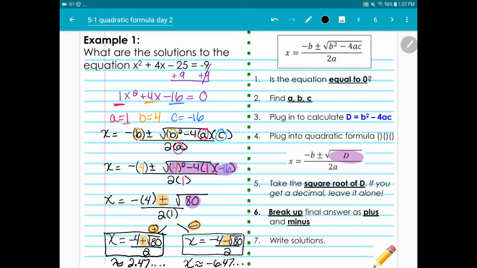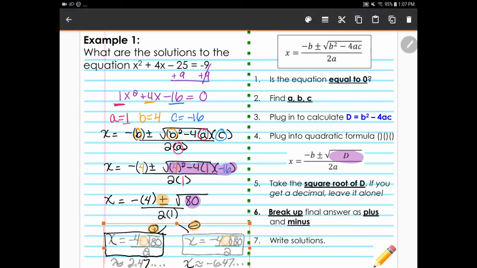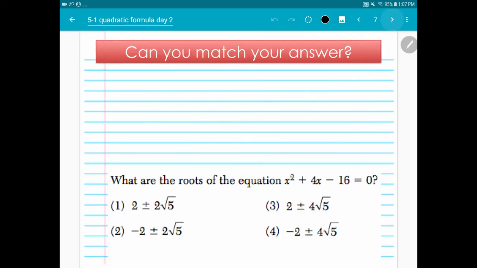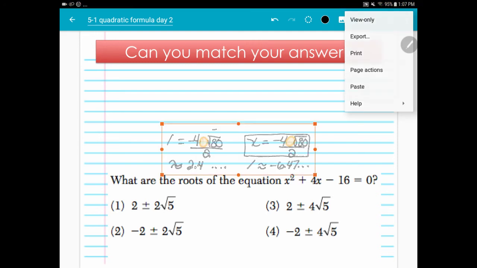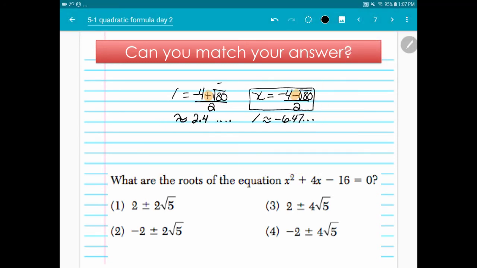Okay, but again, what if it was a multiple choice? Okay, so let's look at this one. What if I had these two things as my answers, like we just found? All right, how would I figure out what choice it is? Okay, so I can plug into my calculator and see which choice matches.